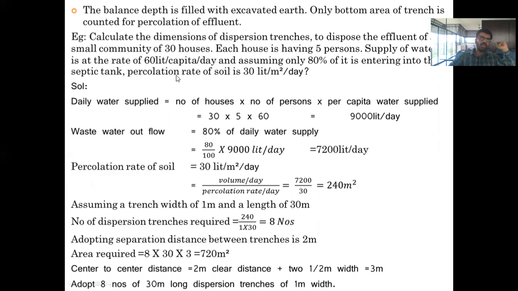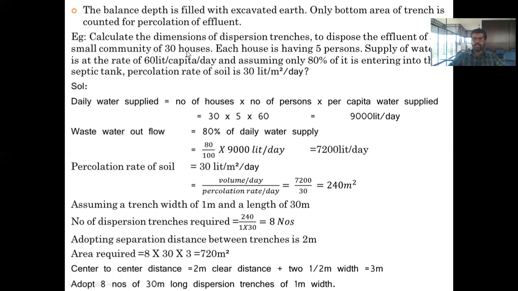Fine. Now we are going to deal with the question. We are going to find out the dimension of the dispersion trench. So I will read out the question. Calculate the dimension of a dispersion trench or dispersion trenches to dispose the effluent of a small community of 30 houses.